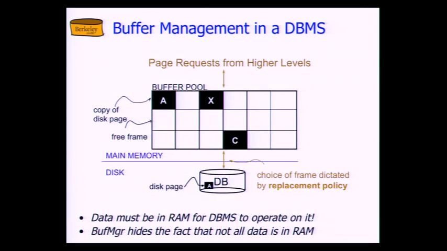All right, here's an abstract picture of a buffer manager. So below the blue line is the disk drive. This is the file manager interface down here in the disk drive. On that disk, which we are calling DB, it has pages. One of those pages might be A, which is some page offset, some page ID.